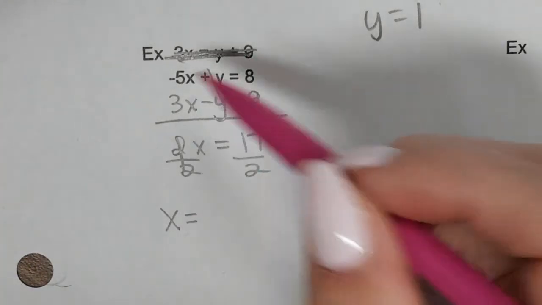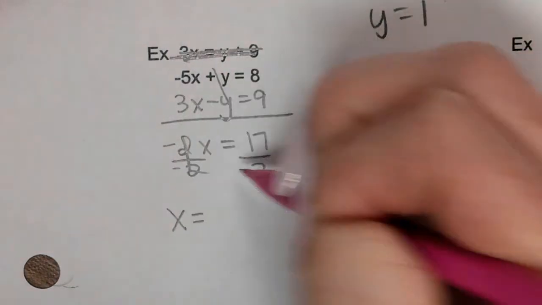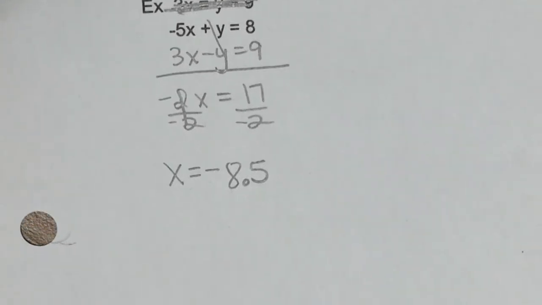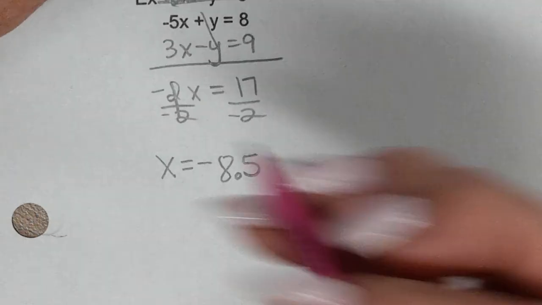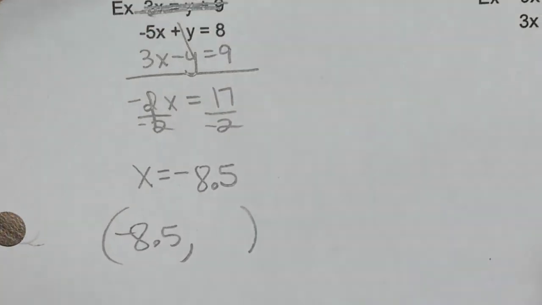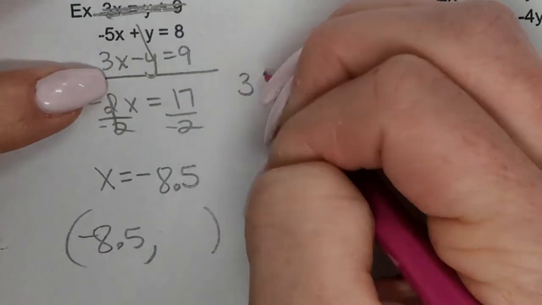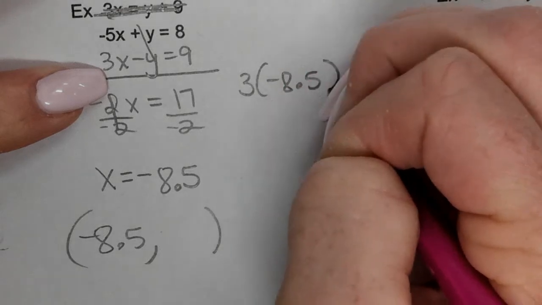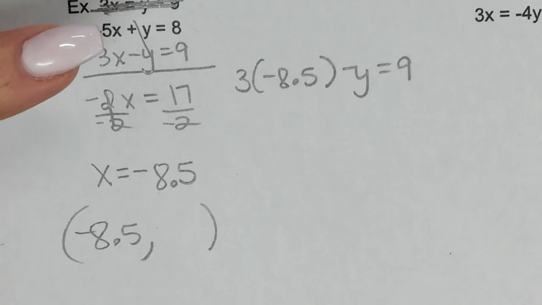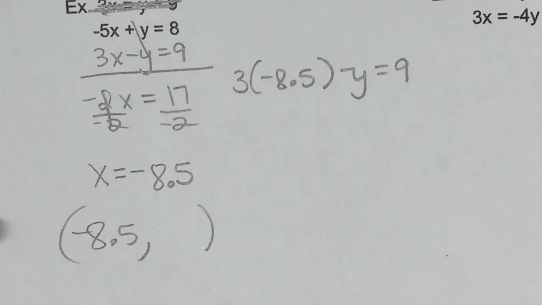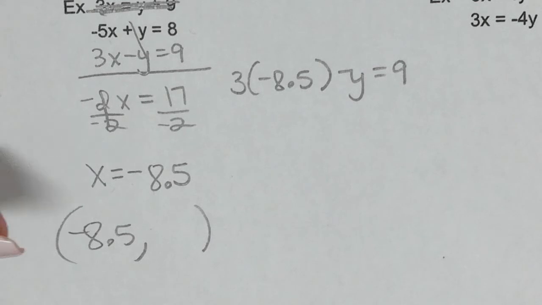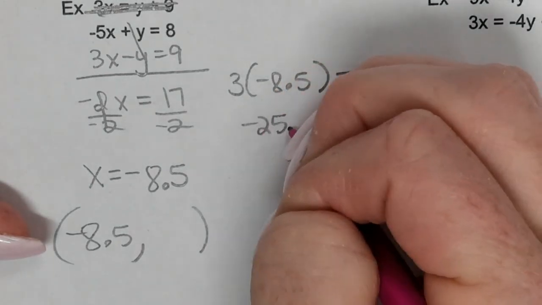Wait, is it? That's negative, right? There we go. So negative 8.5, comma. Three times negative 8.5 is what? Negative 25.5.